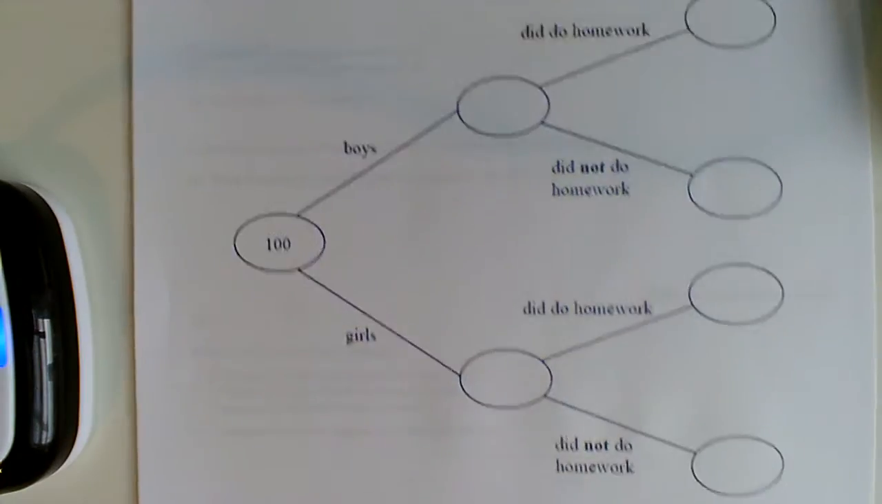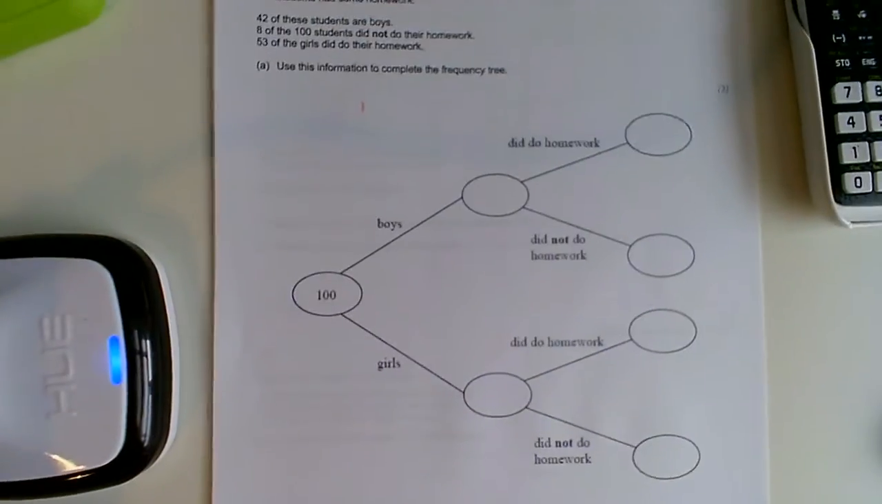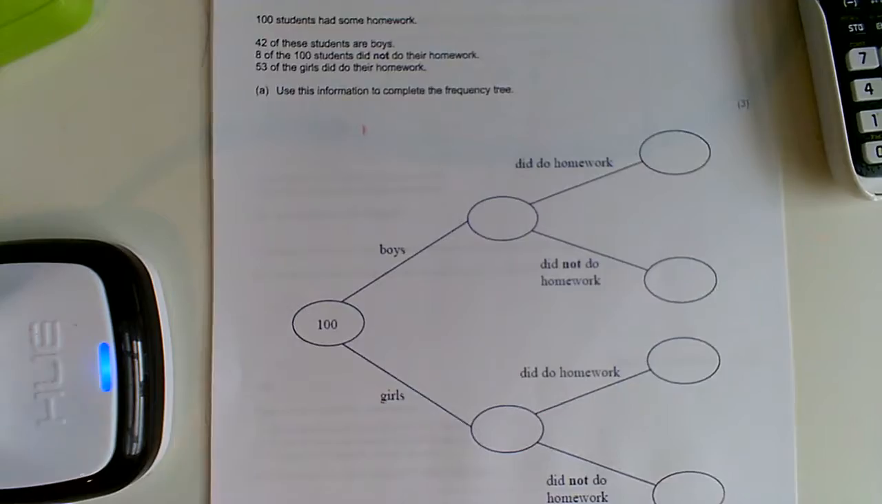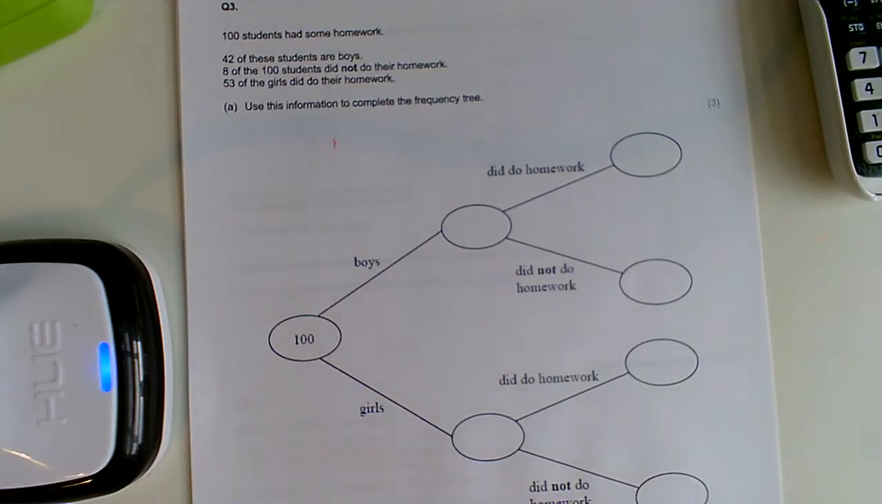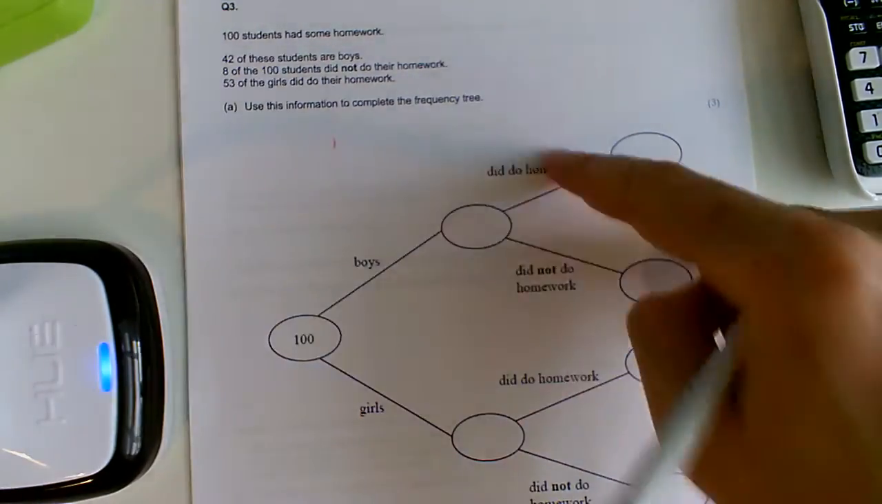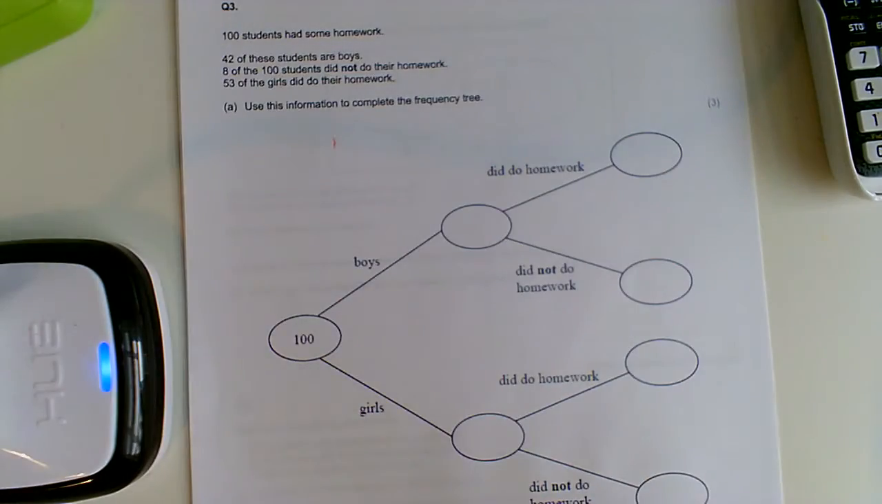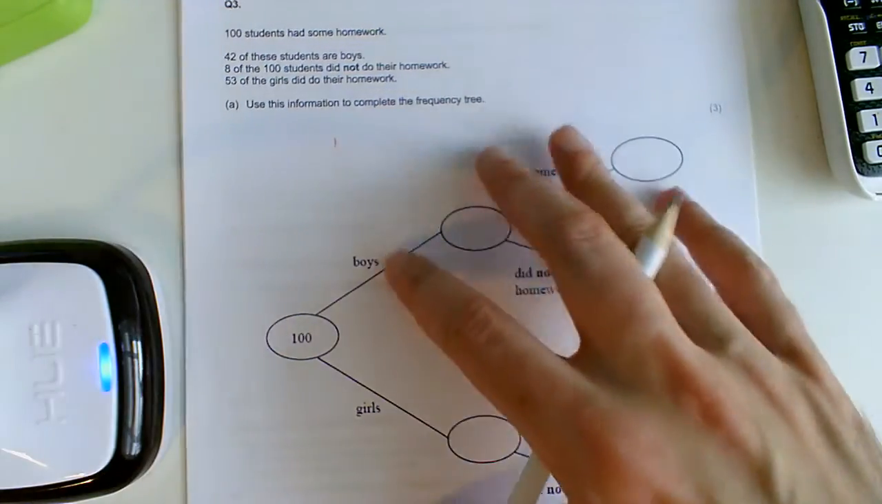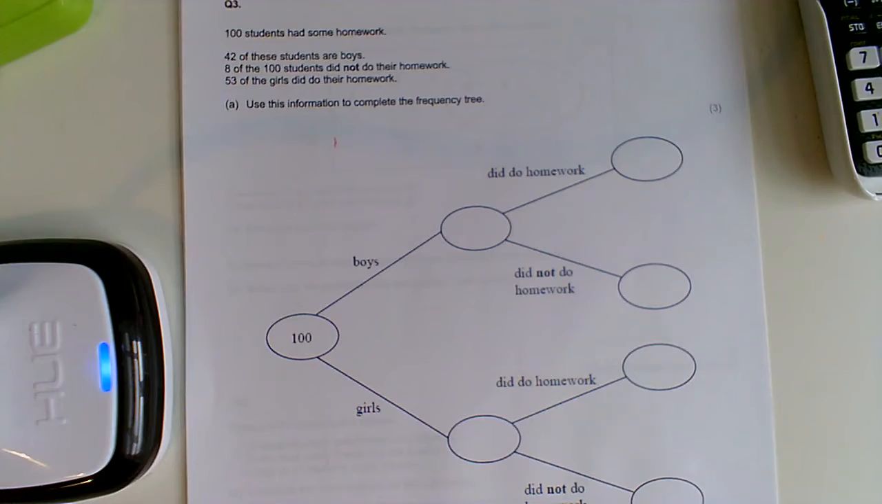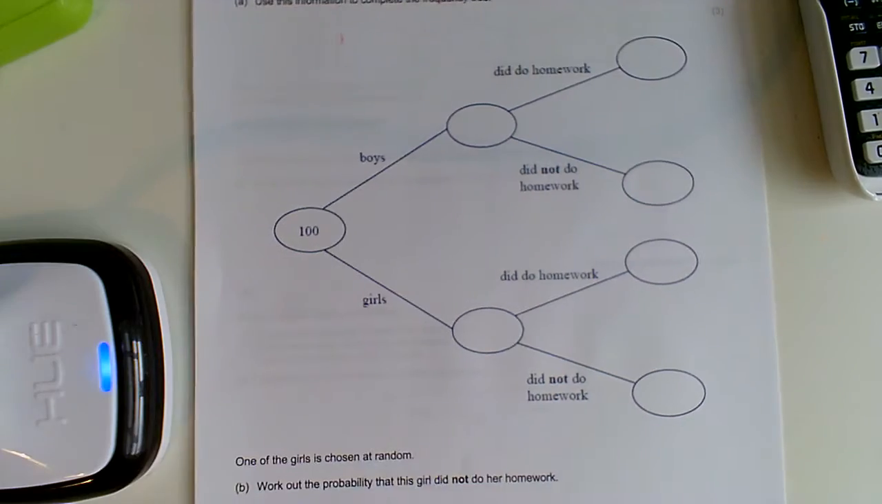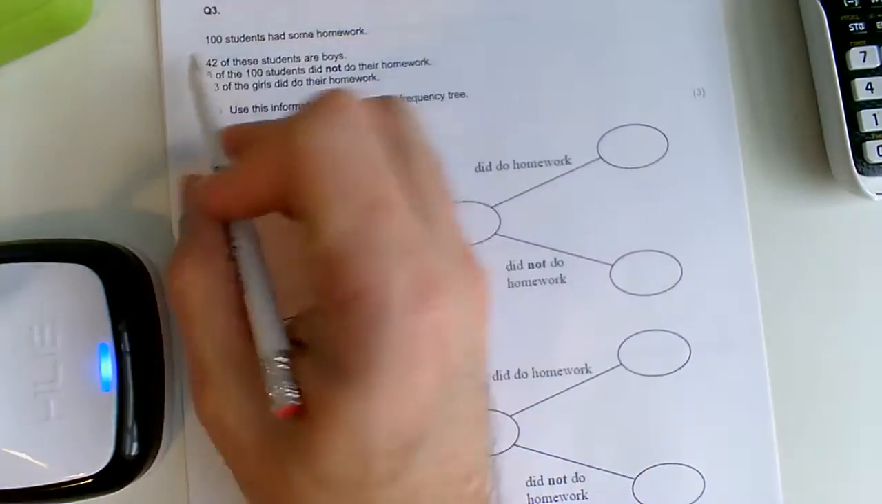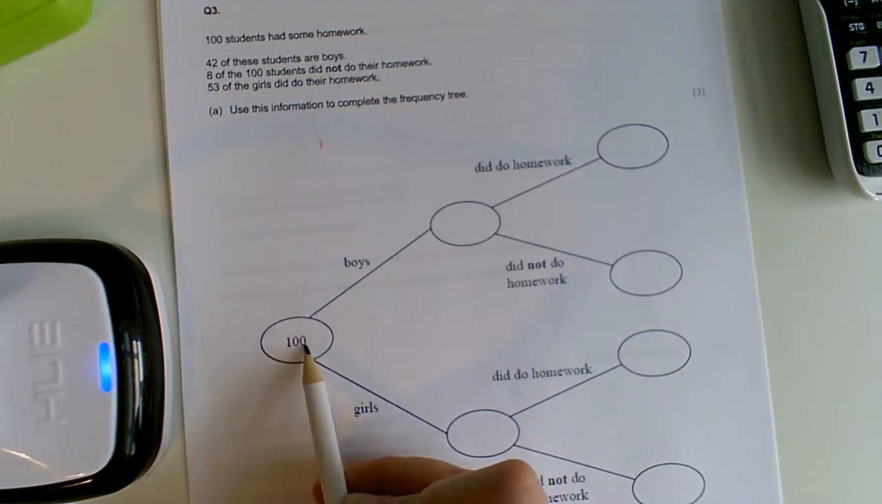Right, we're now onto a different type of diagram. It does the same thing. It still sorts it out into boys and girls and whether or not they did homework. So the maths involved with this is exactly the same as a two-way table. What we have to do is just put the stuff into here and then answer this probability question at the bottom. So 100 students had some homework to do, so there's 100.